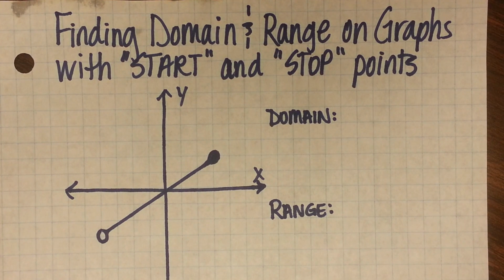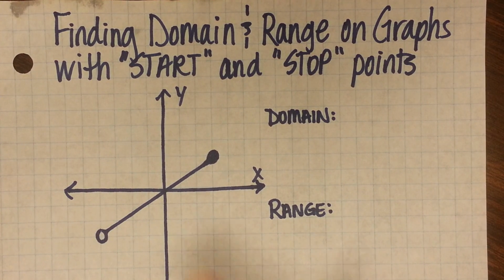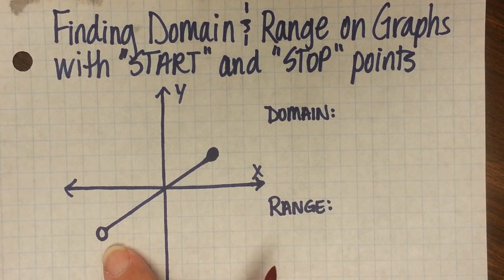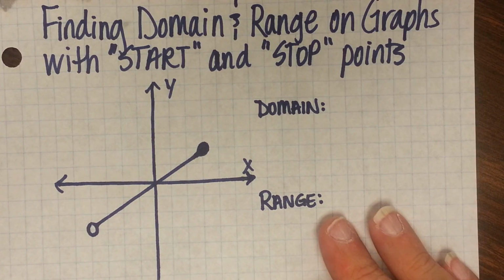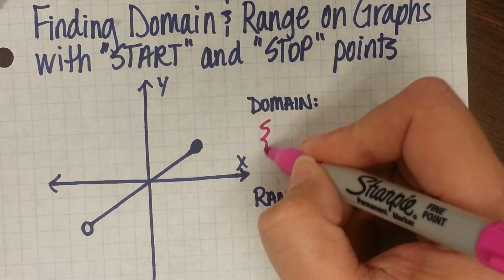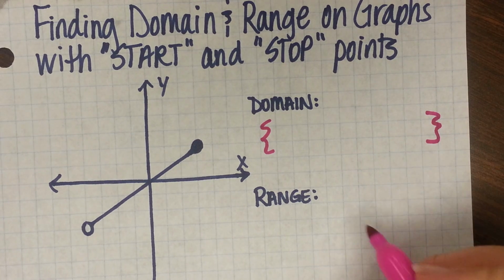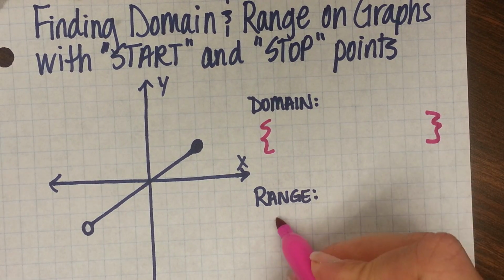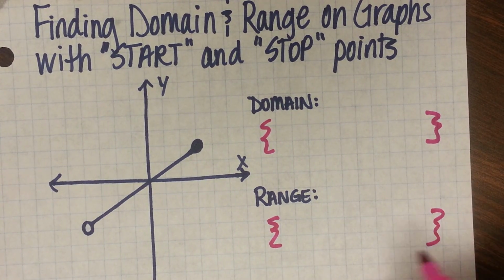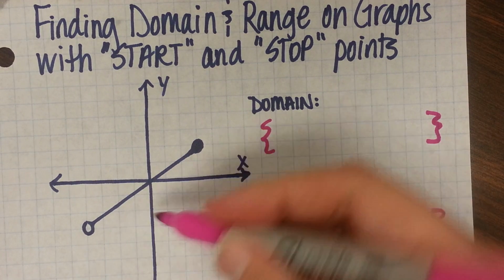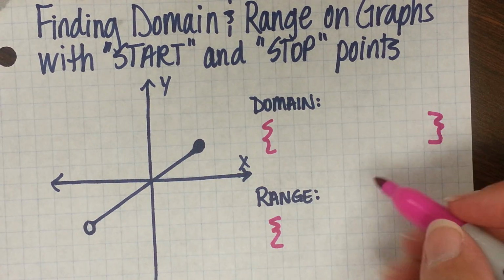In this video, we're looking at finding domain and range on graphs that have a start and a stop point. Notice this one has a start and a stop. We talked about when we studied these in the first place that we would have kind of a little setup for each one. Since we noticed it was a start and a stop, that means our x or our y is going to be in between 2 points.